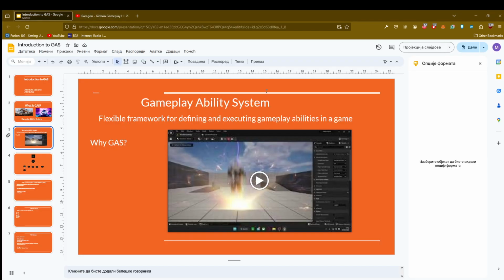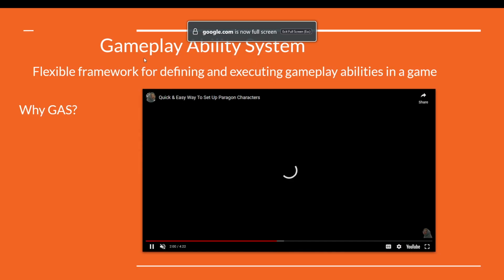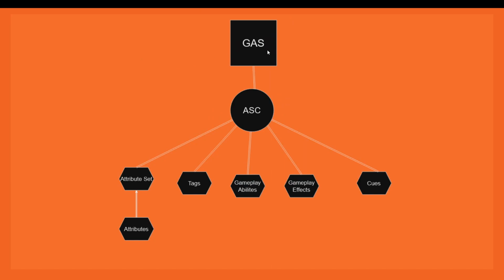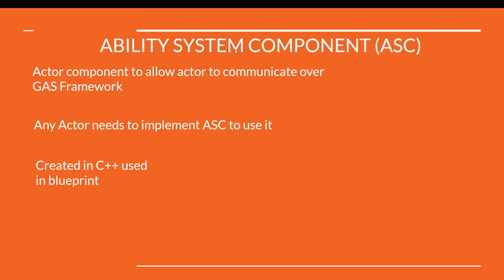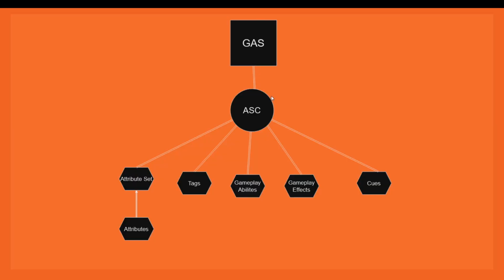So that's where the gameplay ability system comes in. The idea is, I tried to make a super simple diagram of how this works. We have the gameplay ability system, which is the core of all this, and to use it, every actor has to own an ability system component, which controls everything else. In this talk, I'm going to talk about attribute sets and attributes.